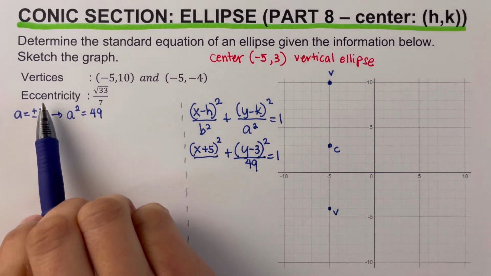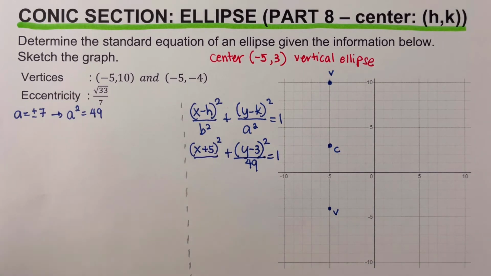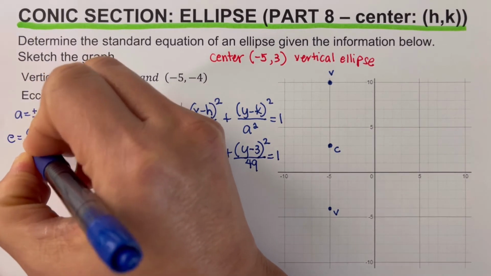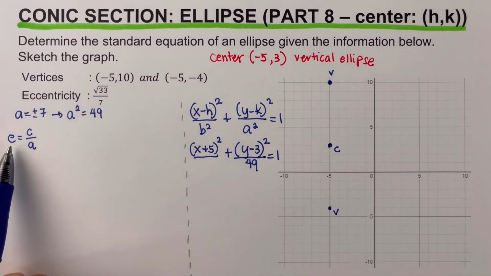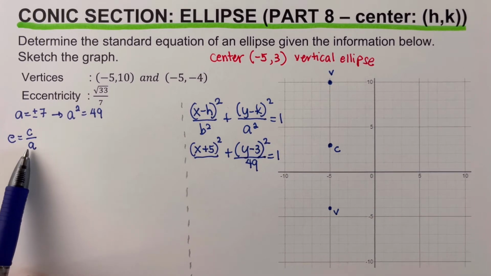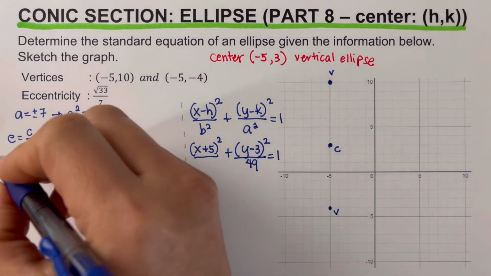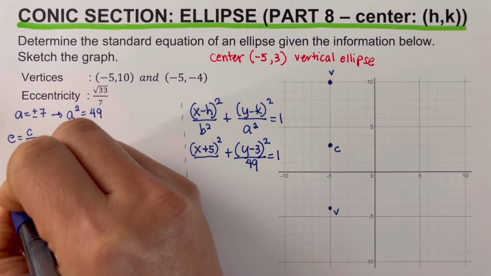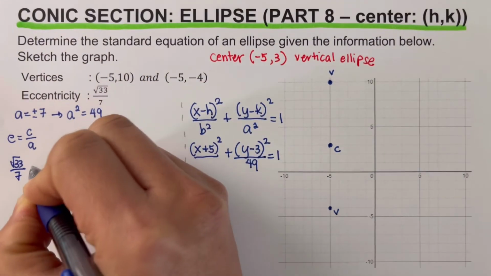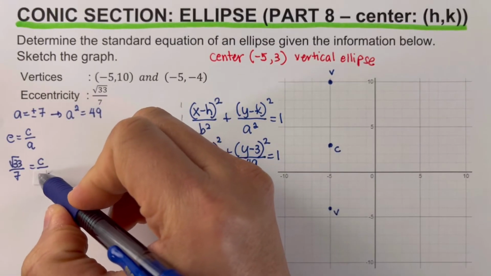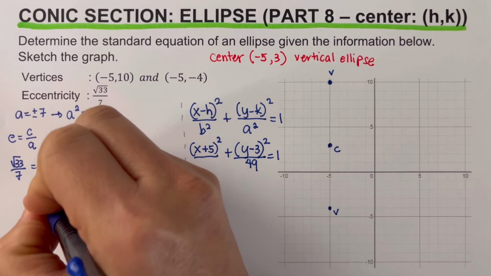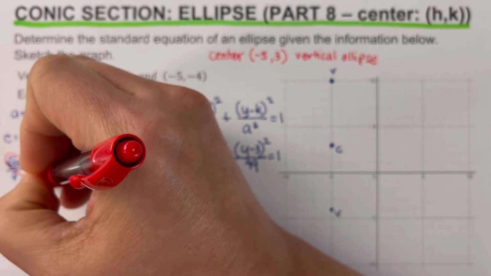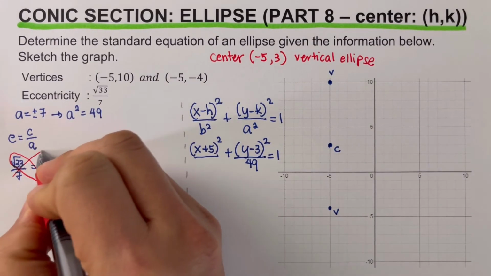Instead, we are given the eccentricity. Again, we remember that the formula for eccentricity is E equals C over A. So we are given the value for the eccentricity and we are given the value for A. So we plug the values in. So this comes out, our eccentricity is square root of 33 over 7. That's the eccentricity. And that is equal to C over A. And our A is 7. So I put 7 right there.